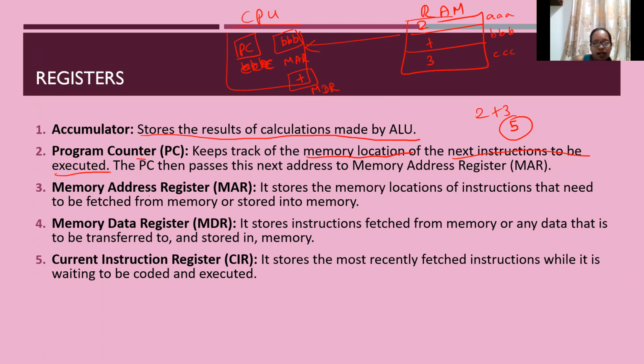And what is CIR? Current instruction register. That means it stores the most recently fetched instruction by the CPU. Right? What is the latest instruction that is done by the CPU? It shows here. So just these 5 are enough. You have to study what the purposes of each of these 5 registers are. Okay? Because you need this knowledge in the operating system lesson as well.